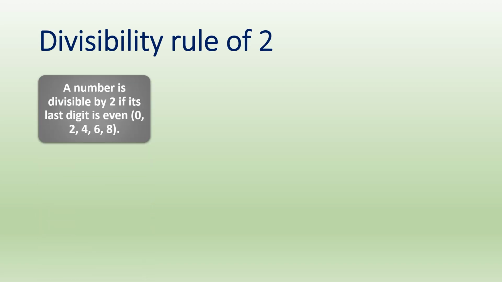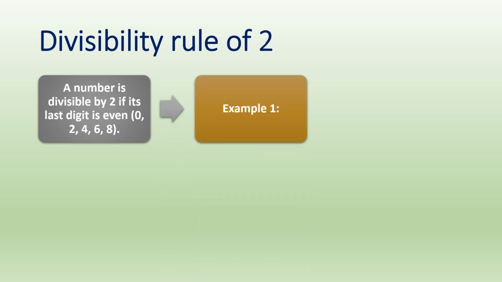See the divisibility rule of 2. The divisibility rule of 2 says that a number is divisible by 2 if its last digit is an even number, that is 0, 2, 4, 6, 8. Any number that ends with an even number, that is 0, 2, 4, 6, 8, is divisible by 2. Let us check with certain examples.